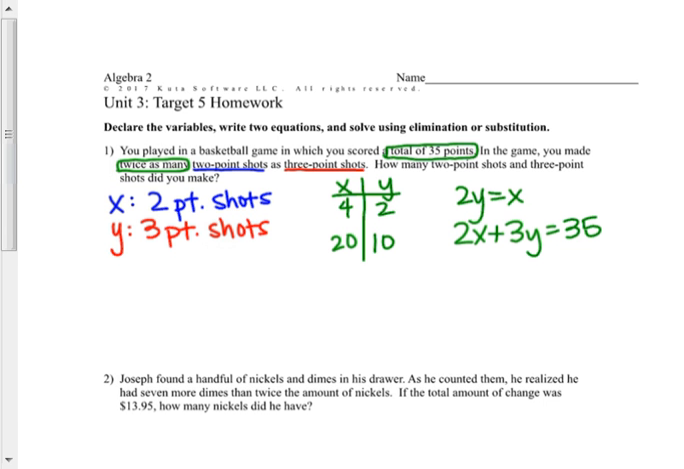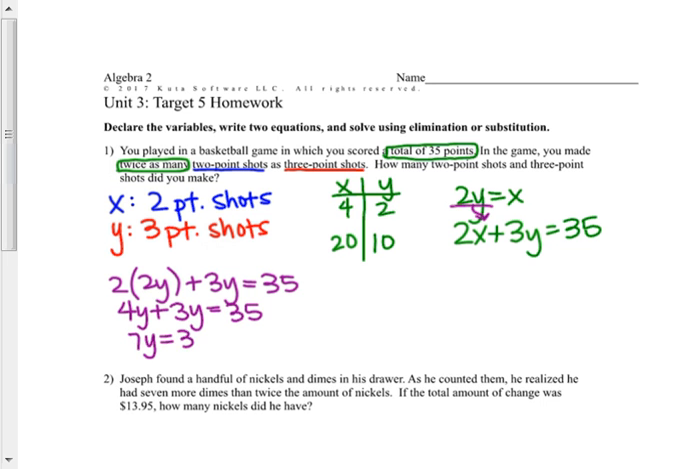So I'm going to go ahead and start this by saying, okay, well, this is really set up pretty well for substitution. If I know that x is 2y, I'm going to go ahead and sub that in right here for my x in that equation. So I'm going to say that this becomes 2 times 2y plus 3y equals 35. Then I'm just going to multiply this through. I'm going to say that this is 4y plus 3y equals 35. And this becomes 7y equals 35. When you divide this by 7, you get that y equals 5.